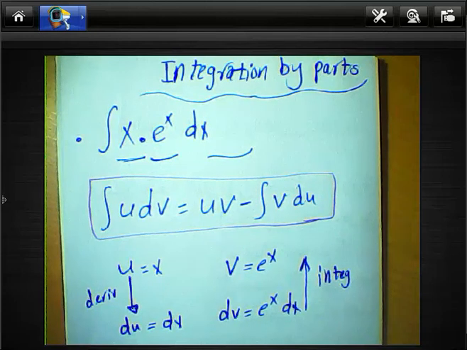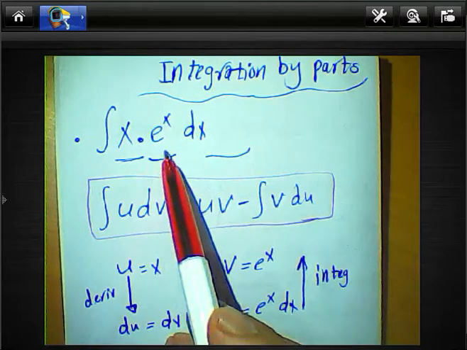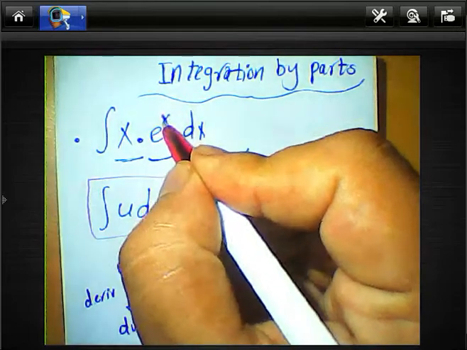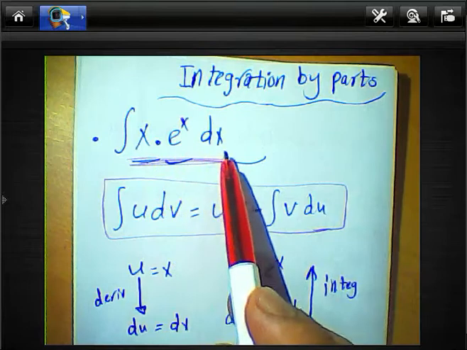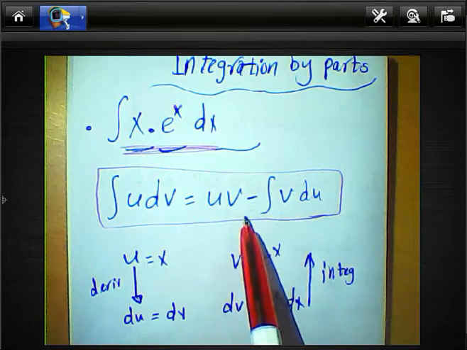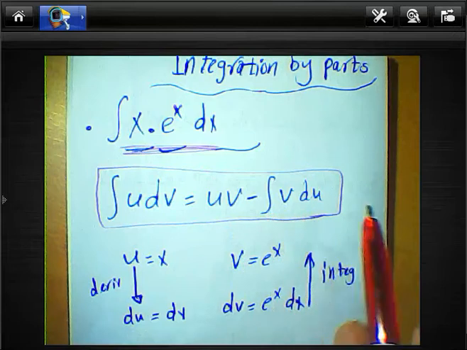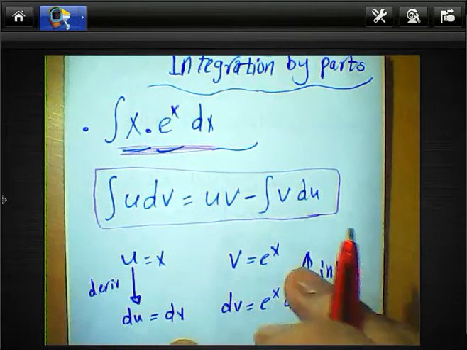Today we will solve a lot of questions about integration by parts. Look at this example. We want to find the integration of x multiplied by e power x dx. To find it, you must know this rule: the integration of u dv equals uv subtract the integration of v du. Okay, v du. Who can solve it?